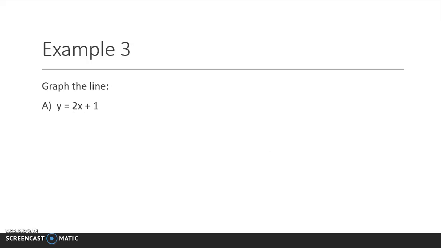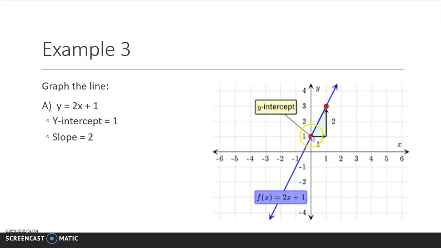So when you're graphing, you need a starting point and you need a slope to tell you where to go from that starting point. So in this case, I've been given y equals 2x plus 1. Now the slope is 2 and the y-intercept is 1. So we're going to start at the y-intercept and then use the slope to find more points. So I started here at +1, and then the slope is 2. That means rise 2 and run 1. So I went up 2 and to the right 1, or right 1 and up 2.